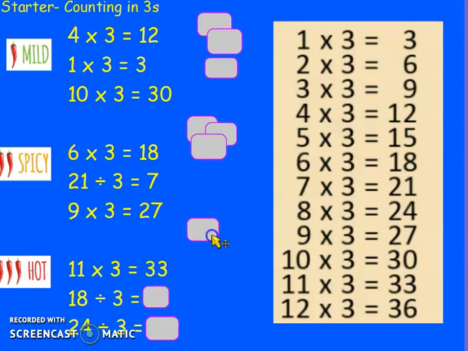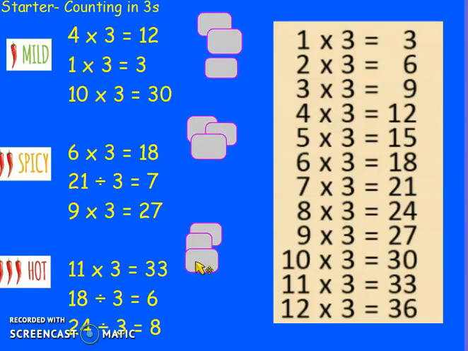11 times 3 is 33. 18 divided by 3 is 6. 24 divided by 3 is 8. Well done. Give yourself a tick if you got those right.